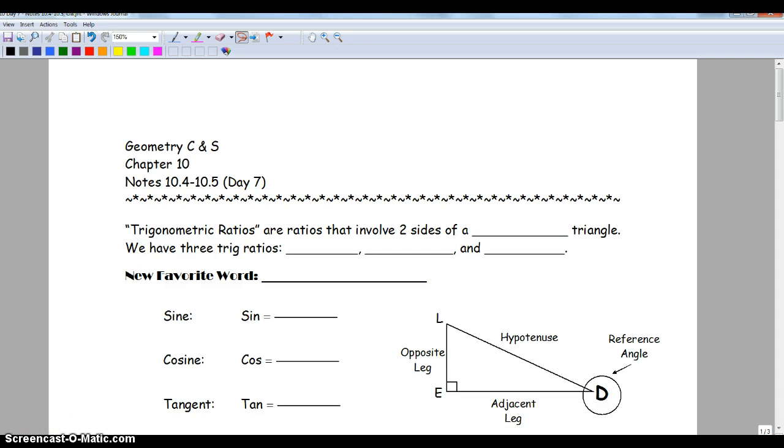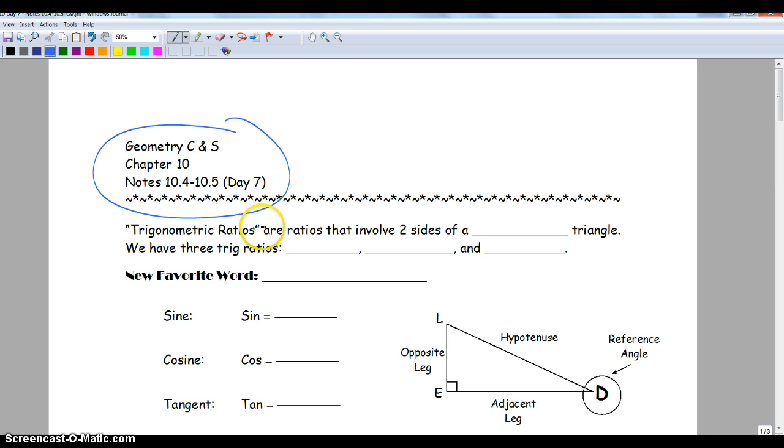I am gone for a conference, but we are moving on to day 7 in the homework. You should have your notes already open. We're going to be talking about trig ratios with right triangles. We're going to be talking about sine, cosine, and tangent.